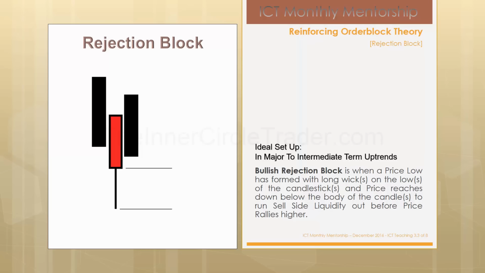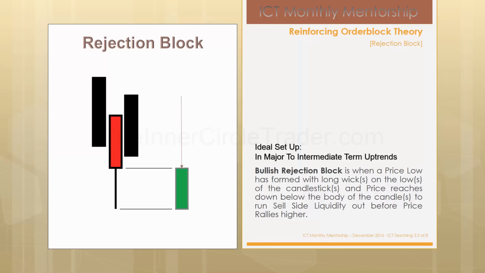Again, we frame the rejection order block, in this case the bullish rejection order block. It's going to be the lowest wick low and the lowest open or the lowest close that makes that swing low on the time frame you're looking for the pattern. Once you identify that, you have framed the bullish rejection block, and we treat this just like a bullish order block.